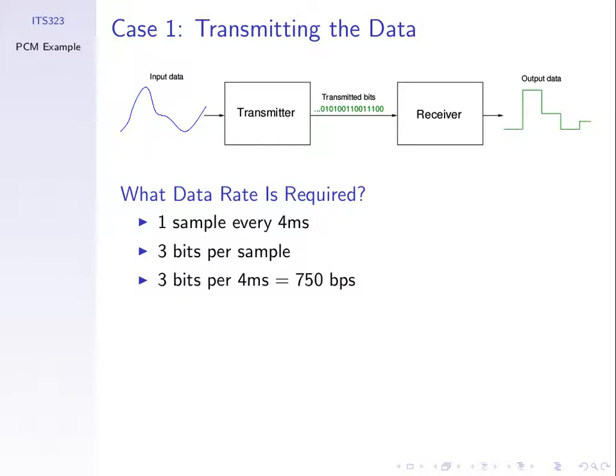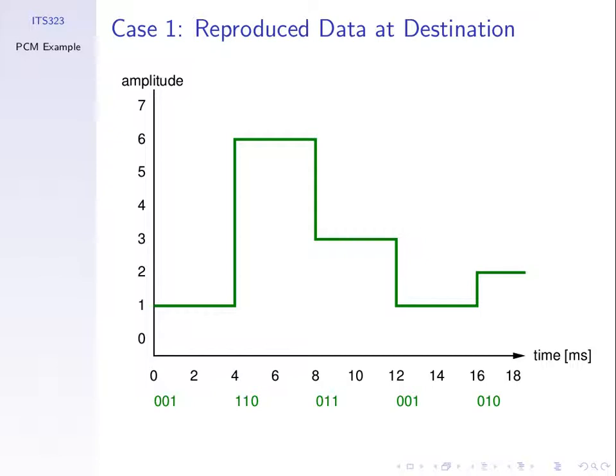Now, what does the receiver do? It receives the bits and must convert back to analog data. Here, this is what is reproduced as the analog data at the receiver. How did it do it? At time zero, when the receiver receives the first 3 bits, which was 001, it produces an analog output at level 1. 001 is level 1. And in the simplest way, it maintains that output for 4 milliseconds. Then, at time 4 milliseconds, it receives the next 3 bits, 110 or 6. So the receiver produces an analog output at level 6 for 4 milliseconds. And then at level 3, 1 and 2. So the green line here is the analog data at the receiver.